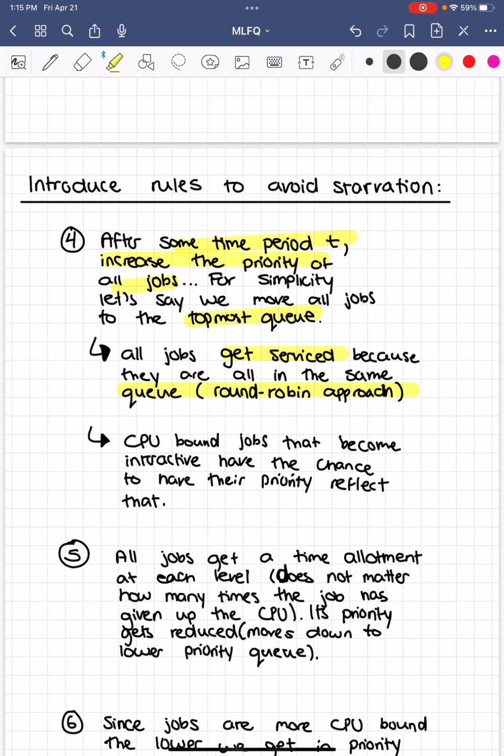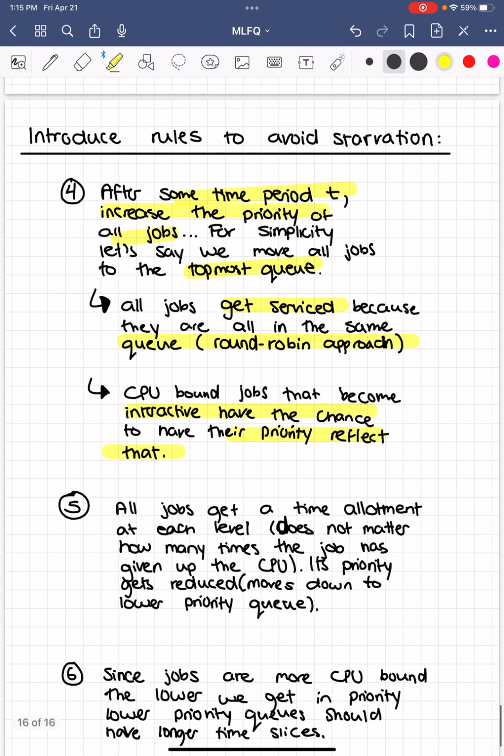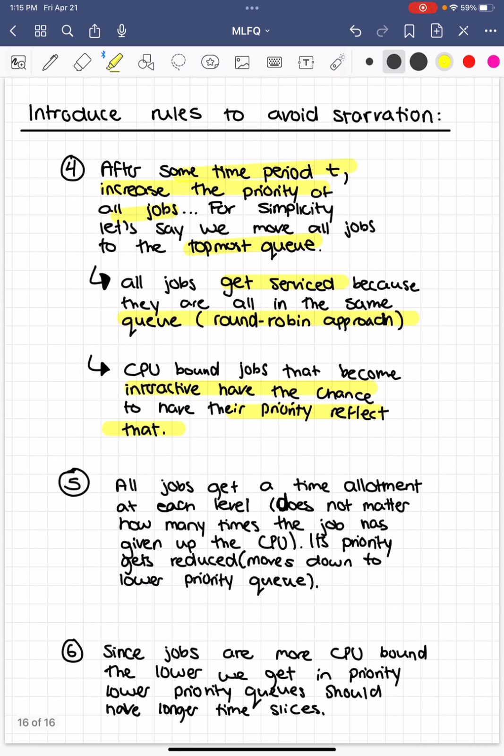The other great part about this is if CPU-bound jobs later become interactive, they have a chance to have their priority reflect that. And then rule number 5: all jobs get a time allotment at each level. There's a certain amount of time any given job can spend at each level before it has to reduce its priority and move down to a lower priority queue. It does not matter how many times the job has given up the CPU prematurely. This is irrespective of that.